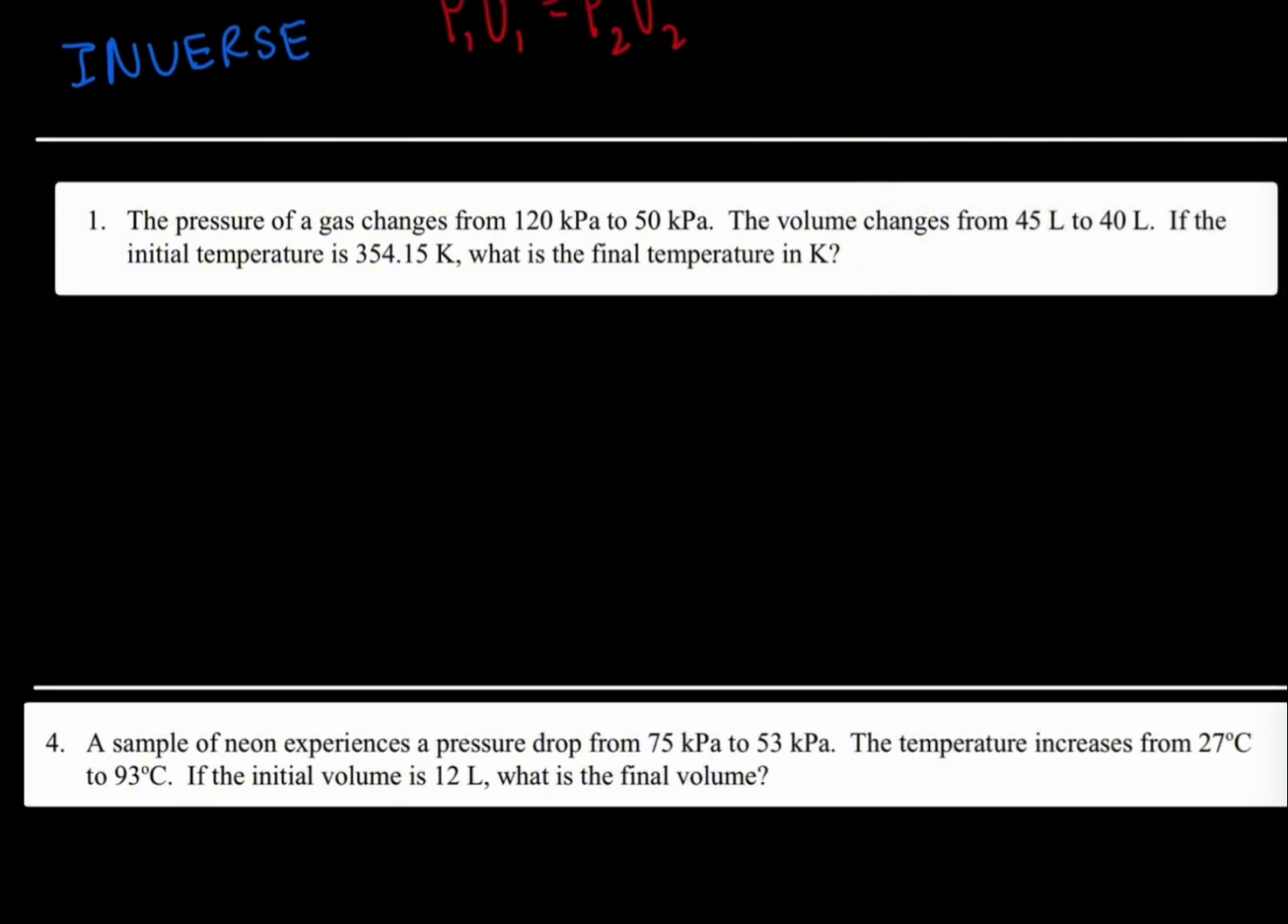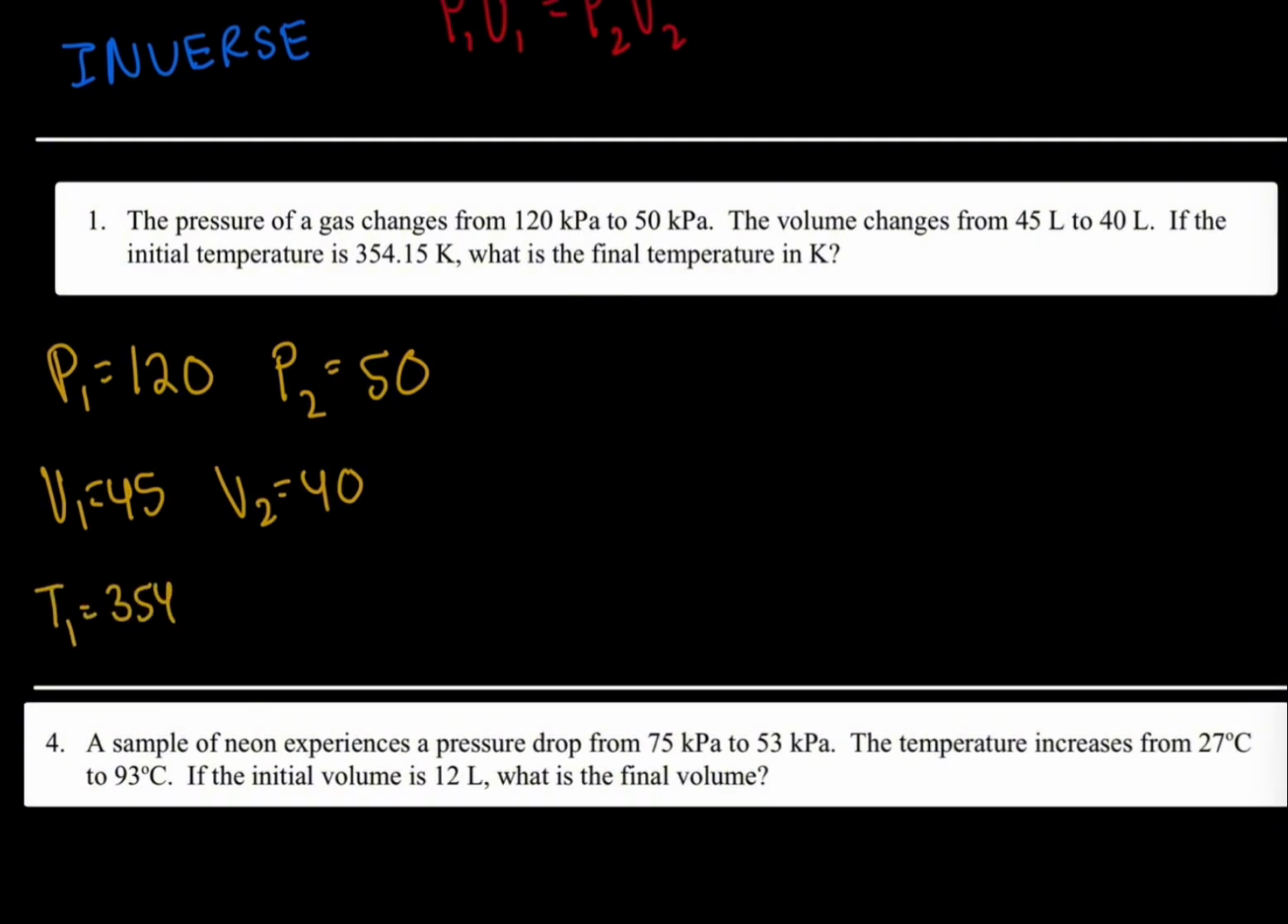So let's look at the information that we know. We know that our starting pressure, because it's saying that the pressure changes, the starting pressure, which is P1, is 120. And then it says it changes, so our second pressure is 50. Then it says the volume changes from 45 to 40. So the first volume is 45 and the second volume is 40. And last but not least, it says the initial temperature is 354.15. So that is our T1, 354.15.